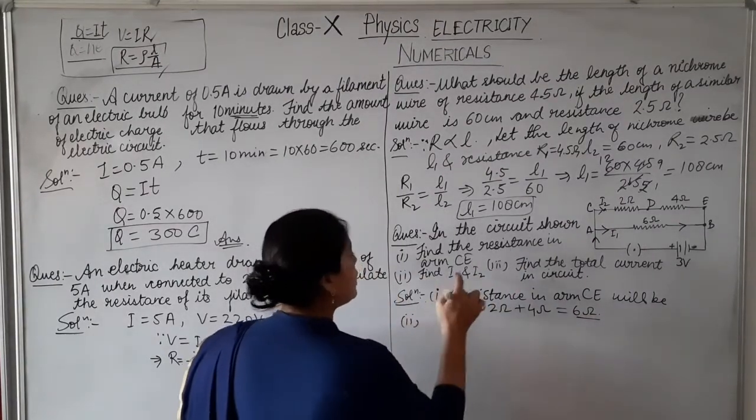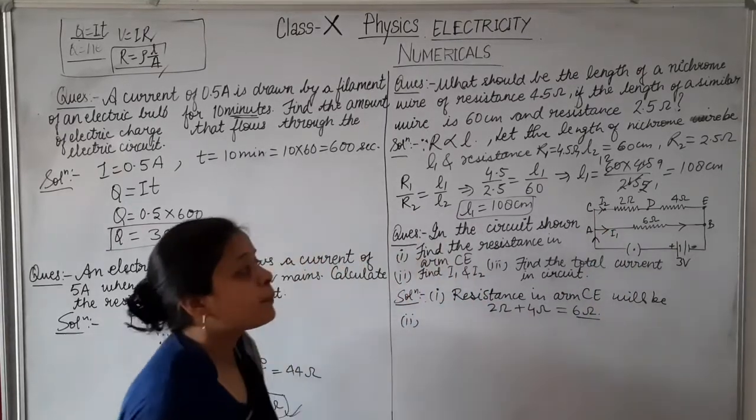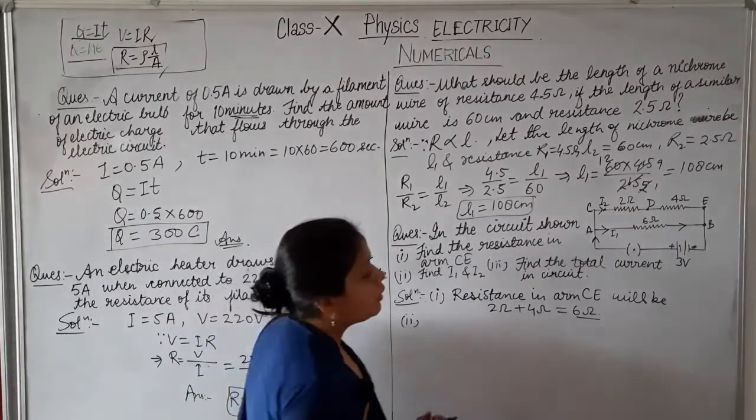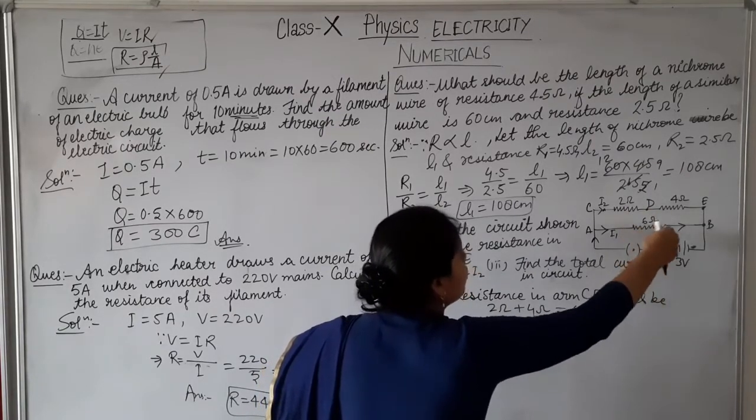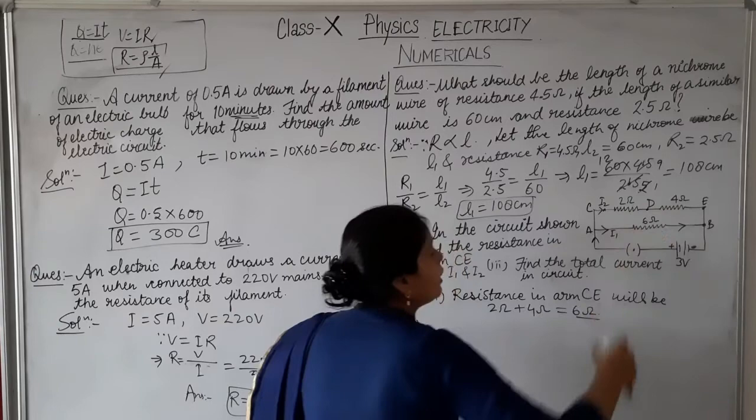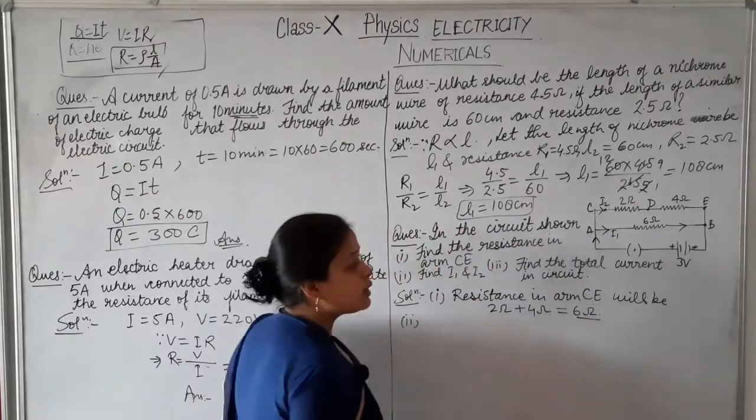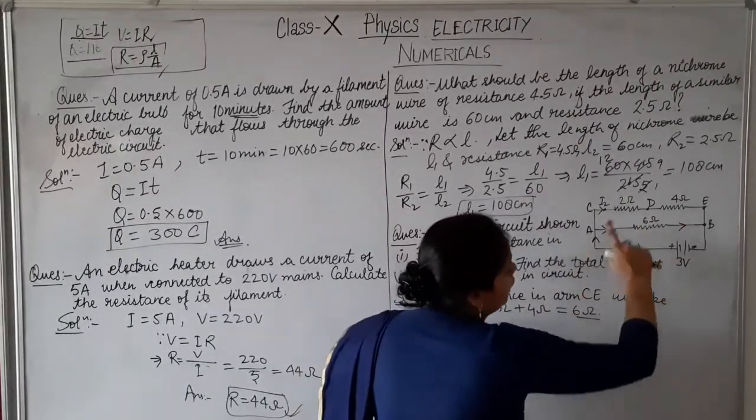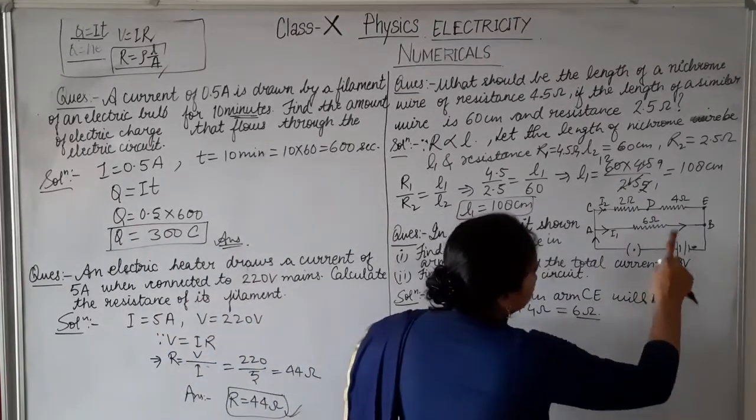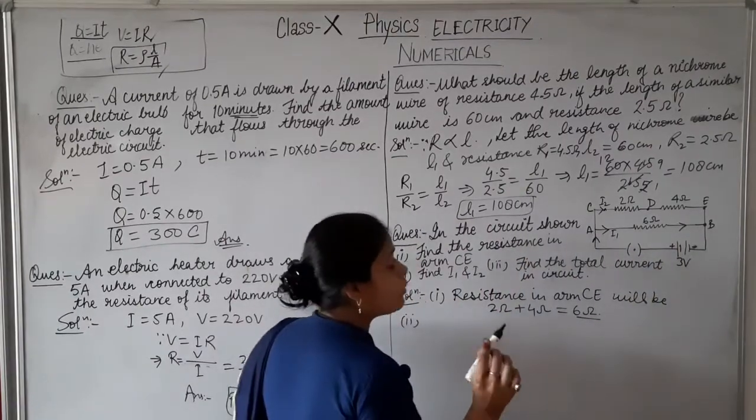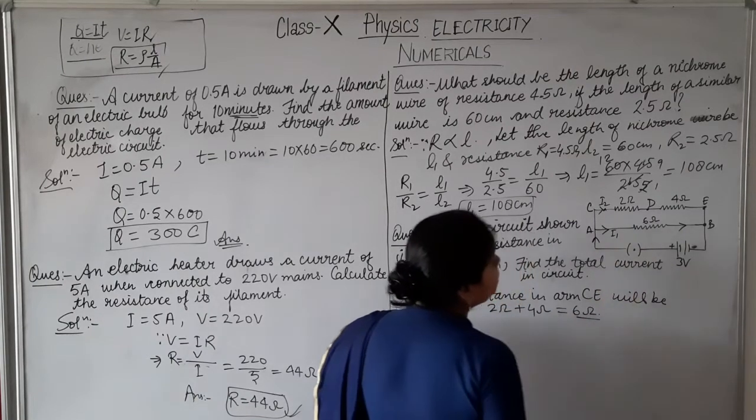In the second part it has been asked to find out the current I1 and I2. This is I1, this is I2. You know that this whole combination, CE and AB, are in parallel, and in parallel only this battery is connected. This 3 volt voltage is supplied to the whole circuit. In a parallel circuit voltage is the same, so this 3 volt supply is going to work for the whole circuit. The current will be different. That's why we are asked to find I1 and I2.